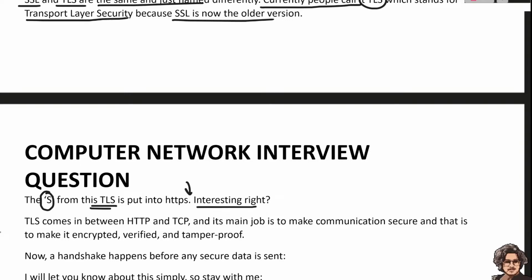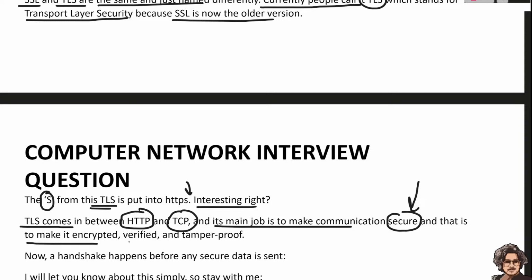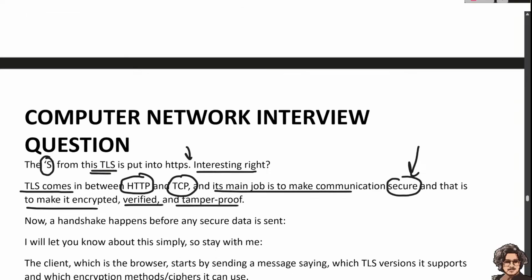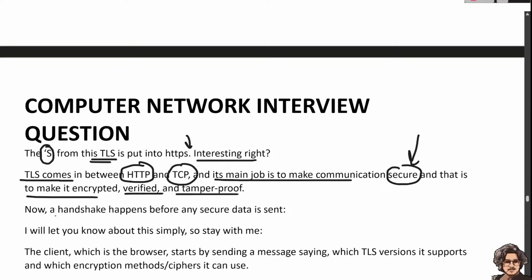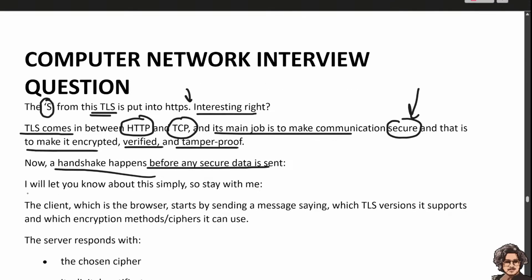Okay, now TLS sits between HTTP and TCP, and its main job is to make the connection secure. It is used for security purposes, and it makes the connection encrypted, verified, and tamper proof. Now the handshake happens before any secure data is sent. I will explain it simply, so stay with me.